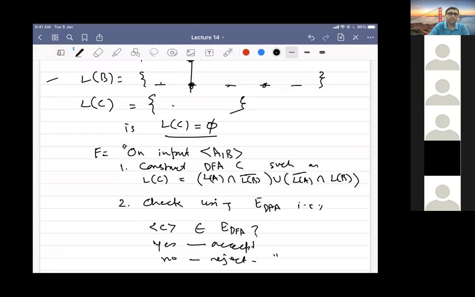Is this thing clear? Yes, sir. Sir, I just wanted to ask, in L of C, how is the intersection of L of A and the complement of L of B not equal to empty?